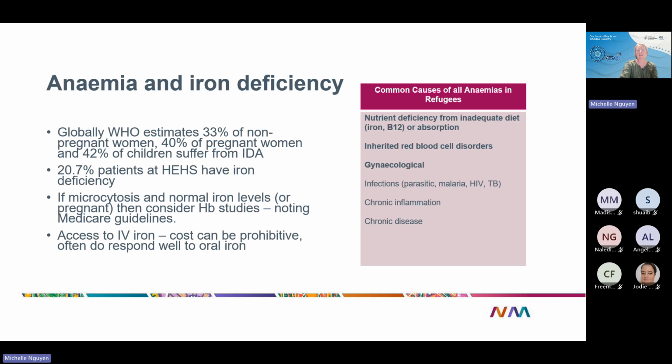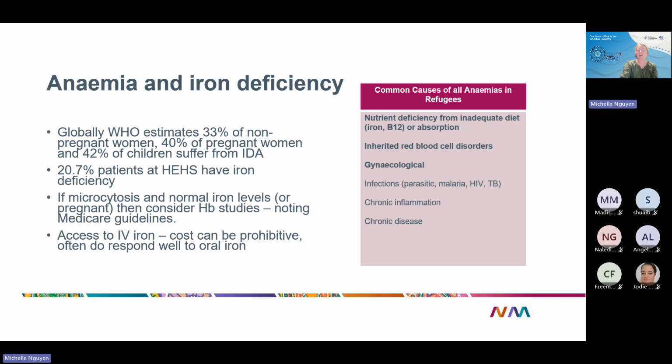And I think if patients have microcytosis and normal iron levels, or they're pregnant with microcytosis, then obviously consider HB studies as well to look for things like alpha thalassemia and beta thalassemia traits, noting that Medicare do have guidelines around this now. So you can order HB studies, is my understanding, but they won't do the alpha thalassemia DNA testing unless people are of childbearing age.